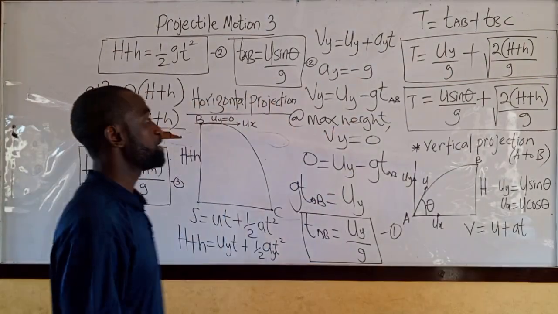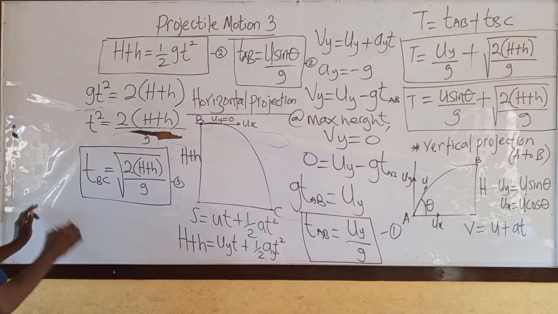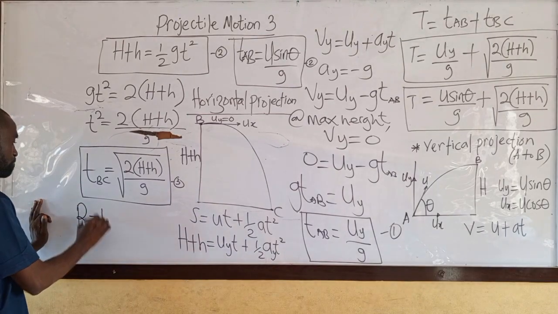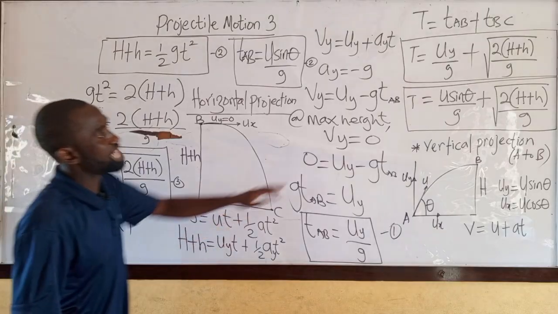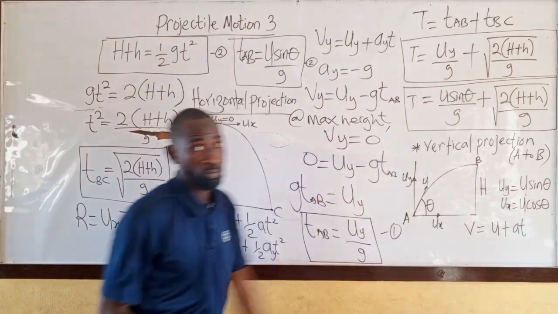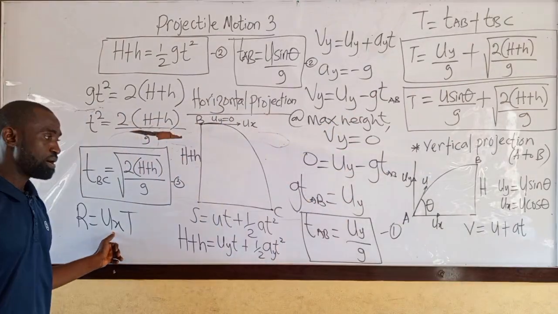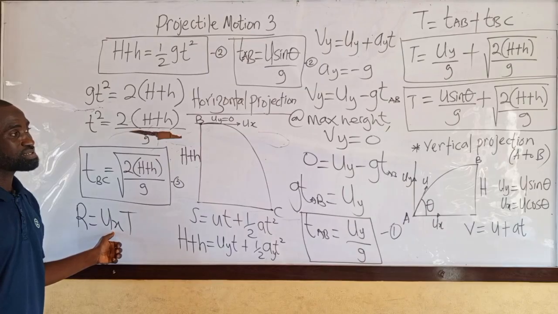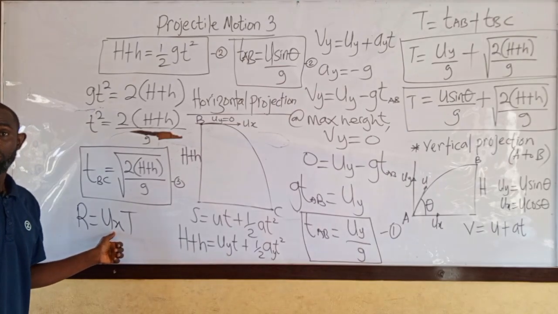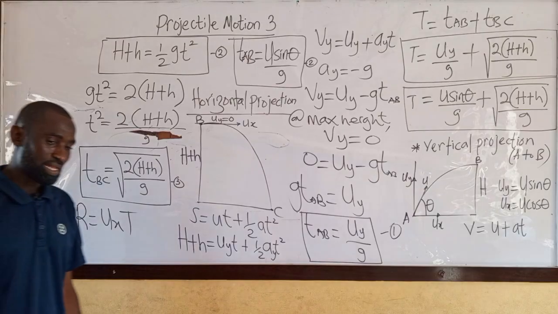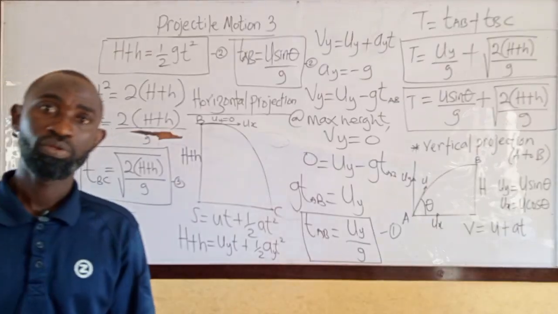So the answer for range is very easy. Our range is always equal to what? Your time of flight. So we use this time of flight there, then multiply by what now? By our horizontal velocity given. Horizontal velocity given. So it is that one. Let us solve some questions.